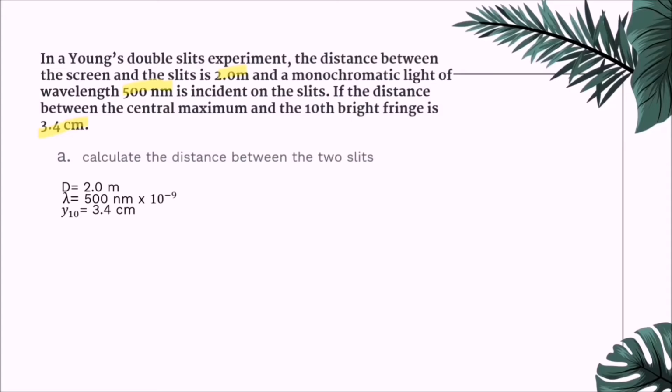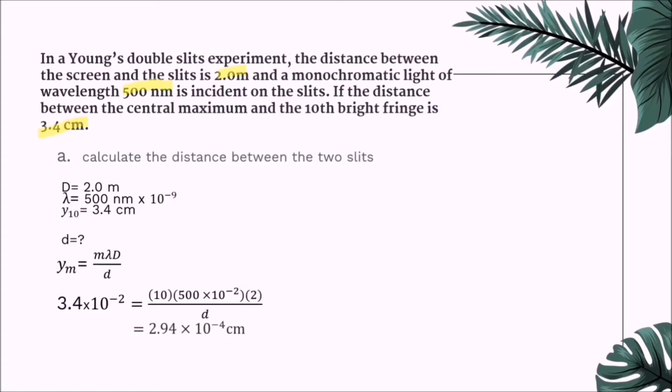So for A, calculate the distance between the two slits. So here, we're going to find lowercase d. So here we use the equation ym equals m lambda uppercase D over lowercase d. So when we substitute the values, we will get 2.94 times 10 to the power of negative 4 cm.